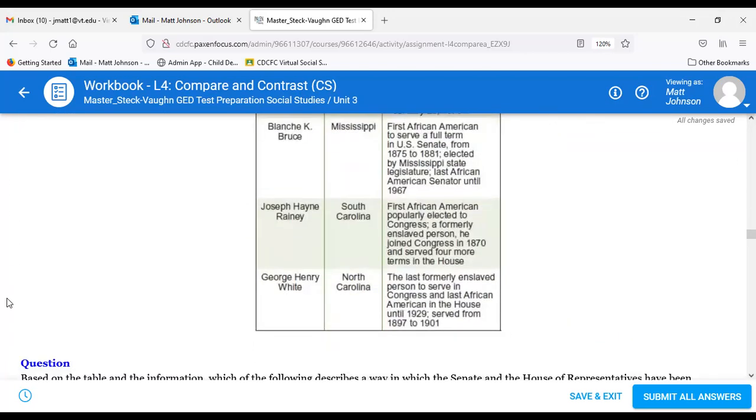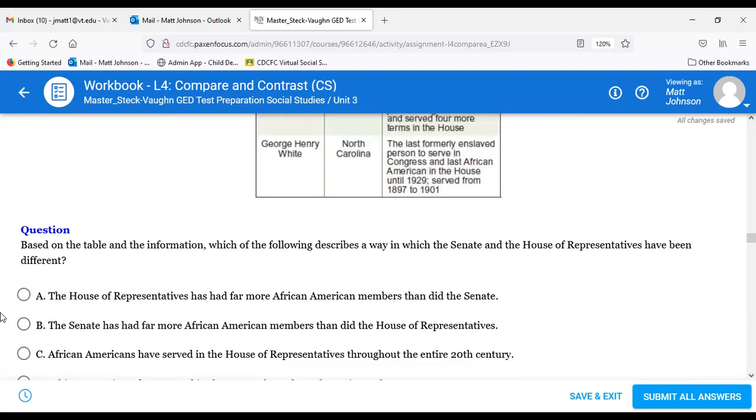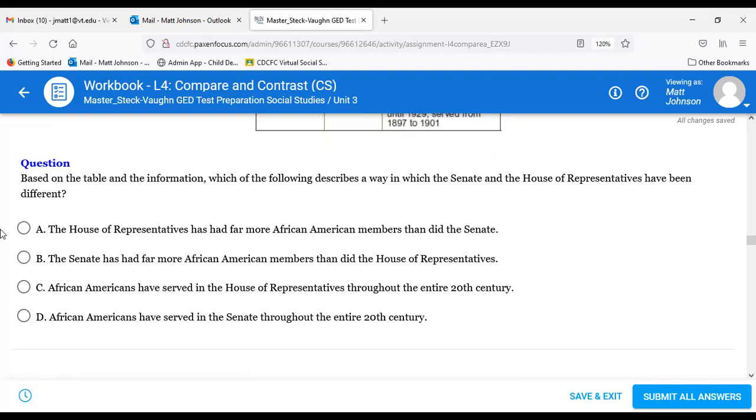Eight, Grace, could you read eight for us? Okay. Based on the table and the information, which of the following describes a way in which the Senate and the House of Representatives have been different? A, the House of Representatives has had far more African American members than did the Senate. B, the Senate has had far more African American members than did the House of Representatives. C, African Americans have served in the House of Representatives throughout the entire 20th century. And D, African Americans have served in the Senate throughout the entire 20th century.